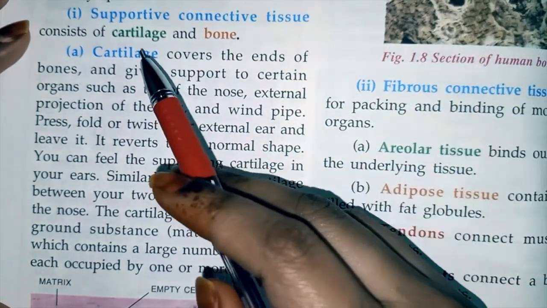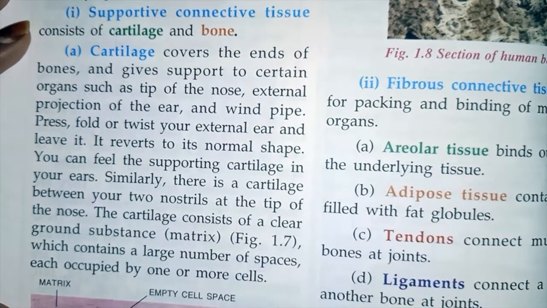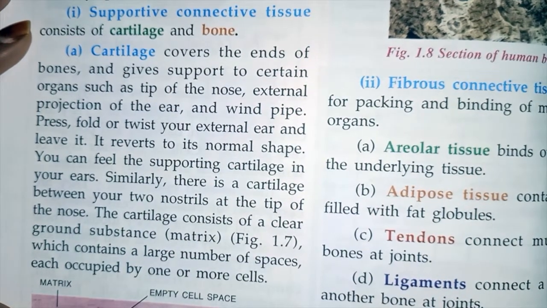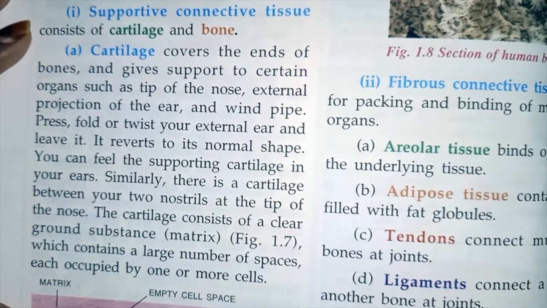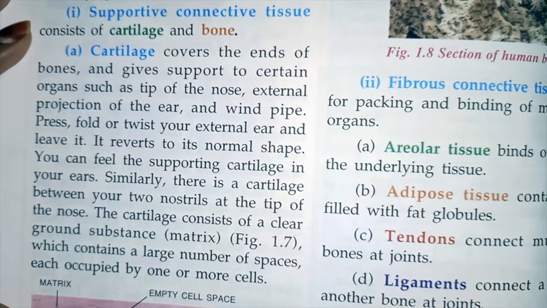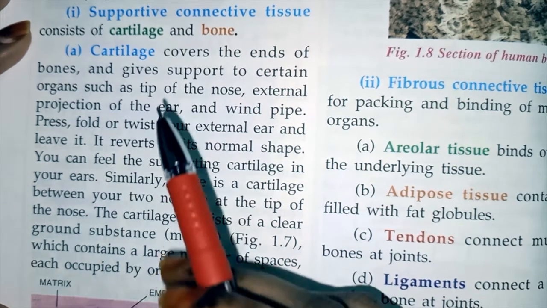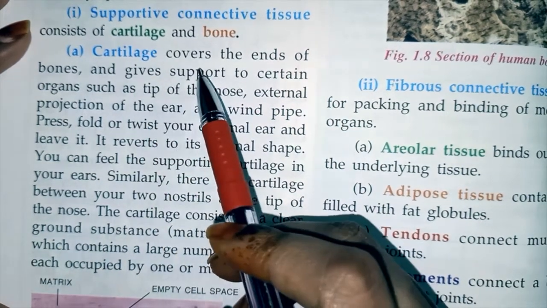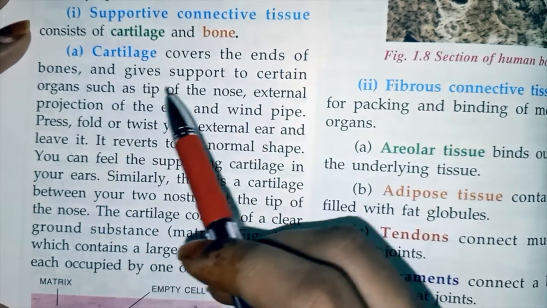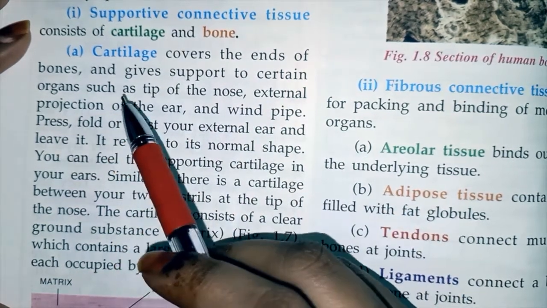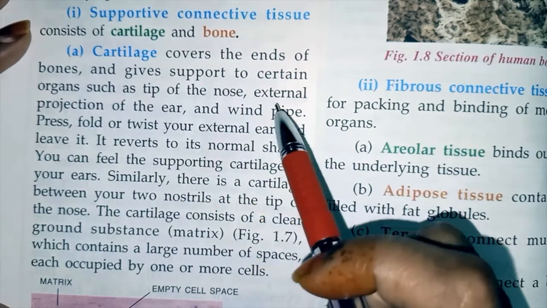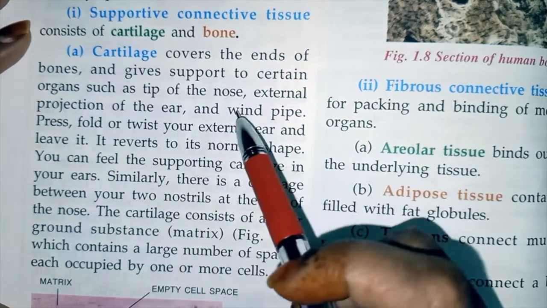And what is cartilage? If you touch your nose, you will feel a little hardness, a little softer than the bone, and that is cartilage. If you touch your ears, you will feel they are a little hard, and that is also cartilage. Cartilage covers the ends of bones and gives support to certain organs such as the tip of the nose, the external projection of the ear and the windpipe.